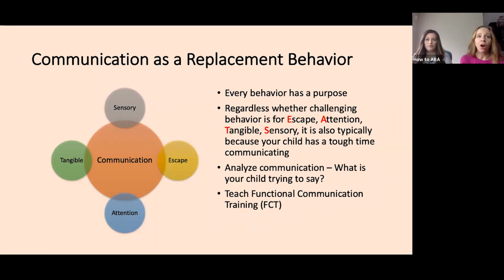If you say, oh, wow, that was really great, telling me you need a break. I don't know, continue working for Legos. Here's a tickle or something, like, that's not the right function. So you really need to make sure that if they're asking for a break and the function is escape, that you're giving them that escape. And it doesn't have to be forever. It can be even for 10 seconds, but you're giving them what they need.